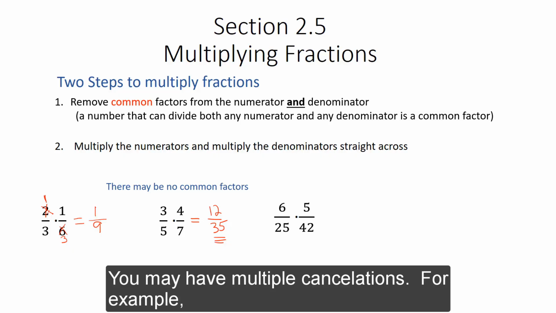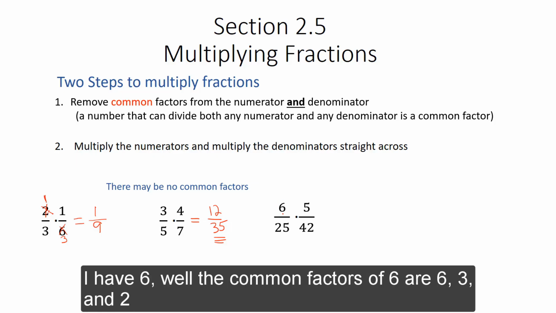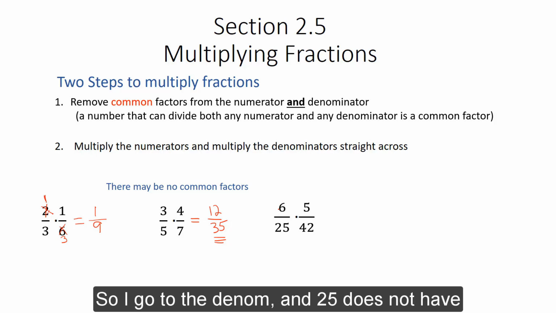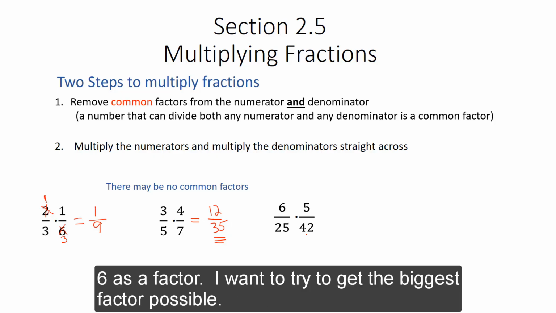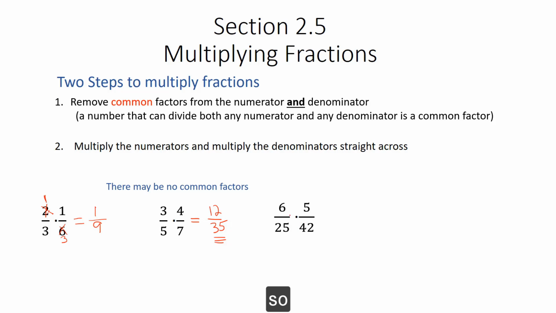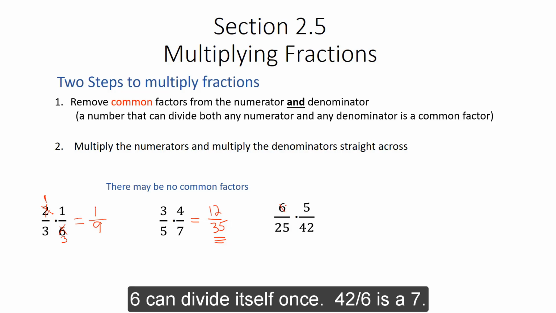You may have multiple cancellations. For example, I have 6. Well, the common factors of 6 are 6, 3, and 2. So I go to the denominator, and 25 does not have a 2, a 3, or a 6 as a factor. But 42 does have 6 as a factor, and I want to try to get the biggest factor possible. So 6 can divide itself once. 42 divided by 6 is a 7.